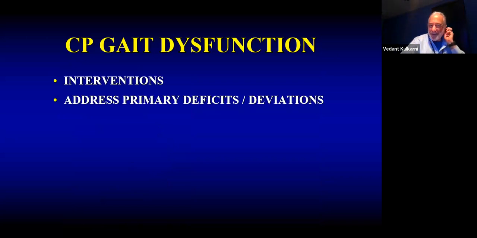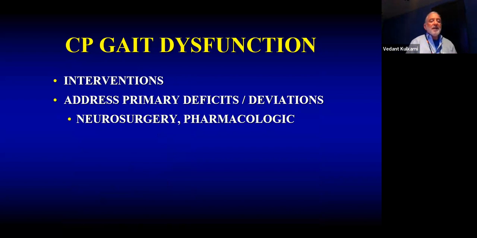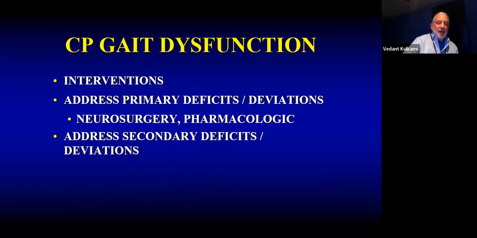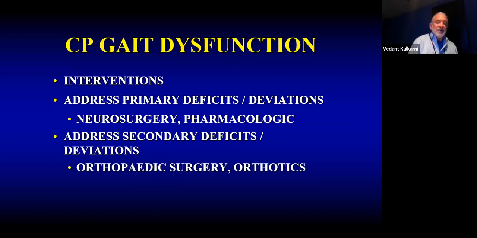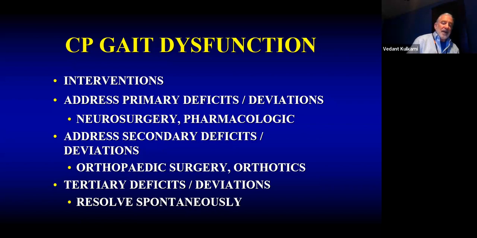Our interventions that address primary deviations are typically tone management through neurosurgery, so a rhizotomy or a baclofen pump, or pharmacologic, oral baclofen, or agents such as Botox. Interventions that address secondary deviations are the orthopedic surgeries that we do on the muscle, tendon units, and the bone, and the use of orthoses. And tertiary deviations will resolve spontaneously after we address the primary or secondary problem. Seems pretty obvious, doesn't it? Again, it took about 30 years of gait analysis to sort this out and really determine which of these deviations fall into each of these levels.